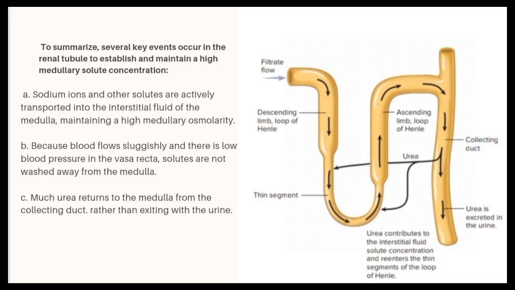To summarize, several key events occur in the renal tubule to establish and maintain a high medullary solute concentration. Letter A, sodium ions and other solutes are actively transported into the interstitial fluid of the medulla, maintaining a high medullary osmolarity. B, because blood flows sluggishly and there is low blood pressure in the vasa recta, solutes are not washed away from the medulla. Letter C, much urea returns to the medulla from the collecting duct rather than exiting with the urine.